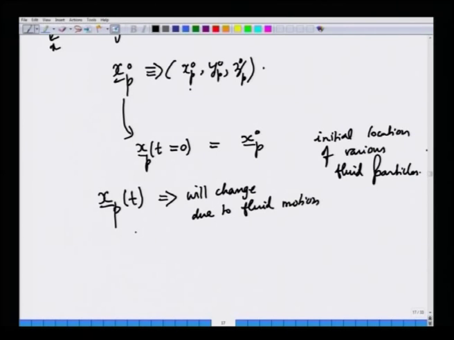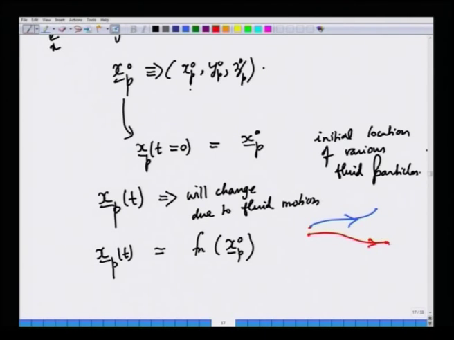Okay. Now, this x_p of t, the current location, is a function of the initial locations. Once I tell you the initial locations of the various particles, the current locations of the various particles will be a function of the initial locations, because a point that was here will move here, and a point that was here will move to some other location. This point can never move here, and likewise this point can never move here, in a given flow field, in a specified flow.